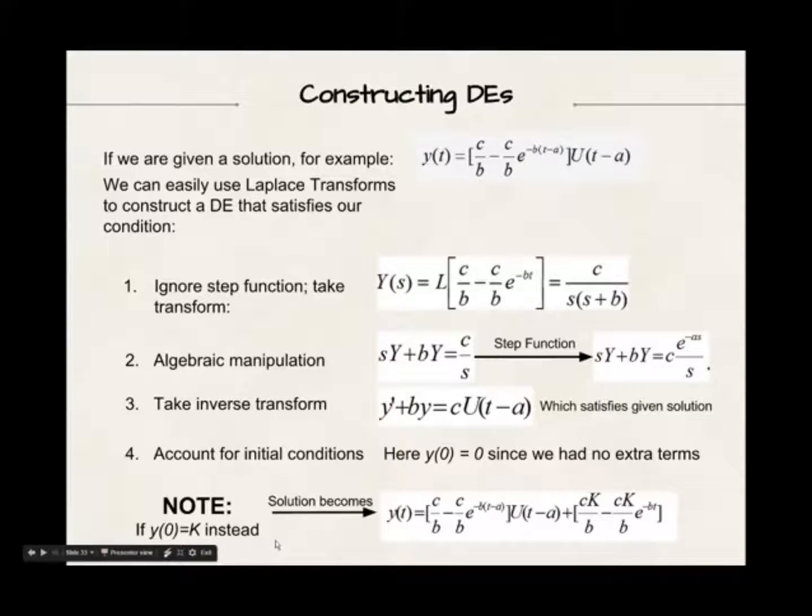It is important to note though that if y initial is equal to k instead, the solution would become y of t is equal to c over b minus c over b e to the negative b (t minus a) times the step function of t minus a, plus ck over b minus ck over b e to the negative bt, as you would then have a constant that you would have to account for when you solve the problem.